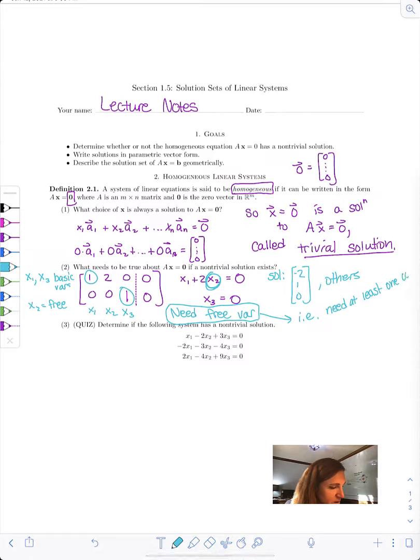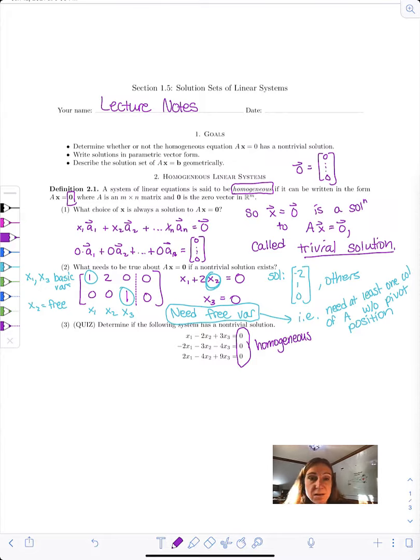So we need at least one column of A without a pivot position. Okay. Now our first quiz for today gives you a homogeneous system of equations, because it's got these zeros. What I recommend doing is writing your augmented matrix and row reducing, and seeing if you have any free variables. I'll write this down for you.